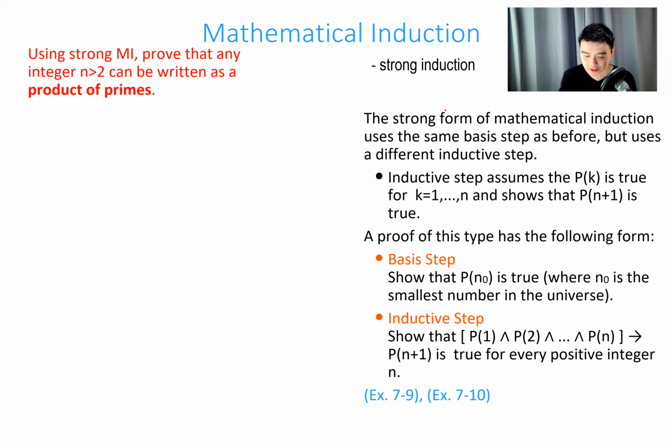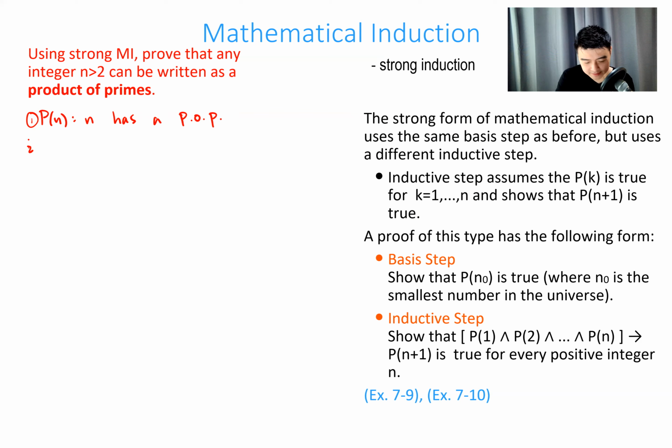So here I'm going to use a strong mathematical induction argument. The statement that I'm going to start with, our P(n), is the statement that n has a, I'm just going to call it POP, product of primes. I'm just going to shorten this. So n has a product of primes.